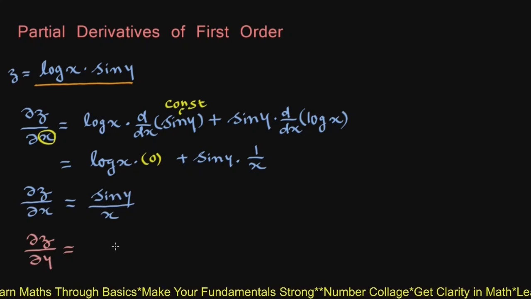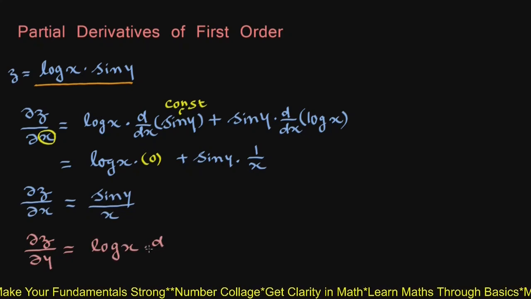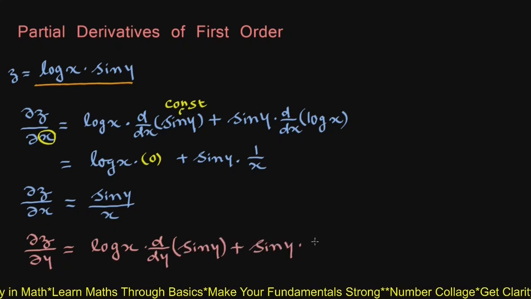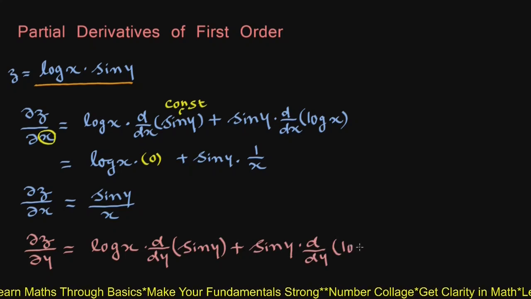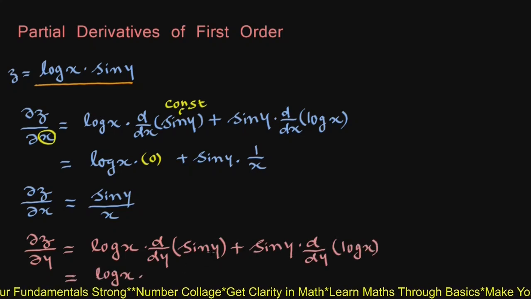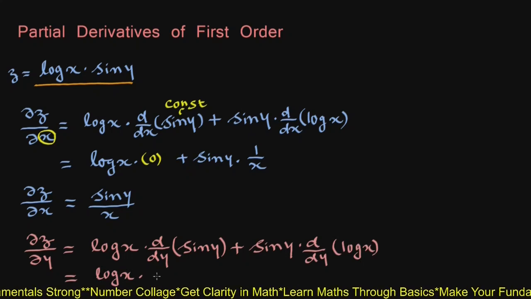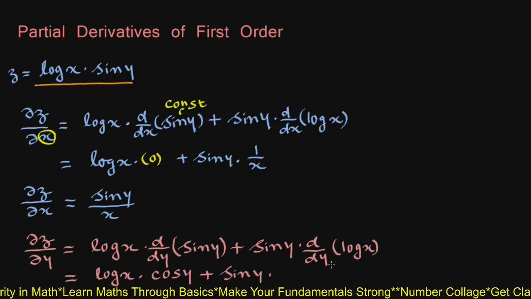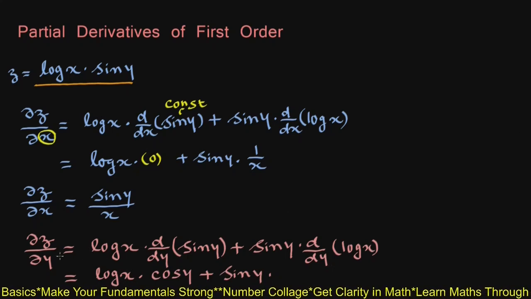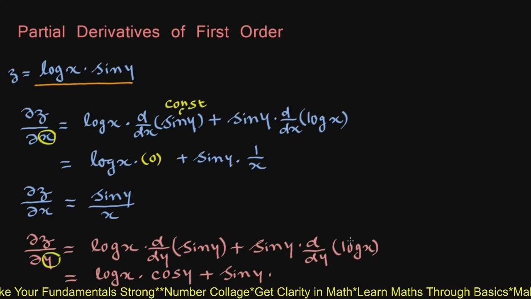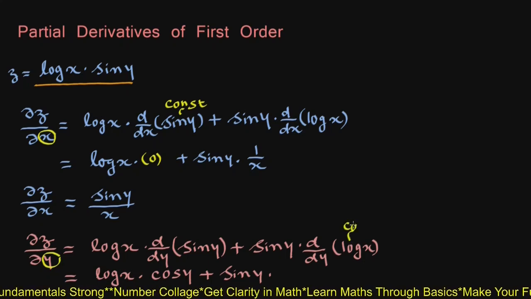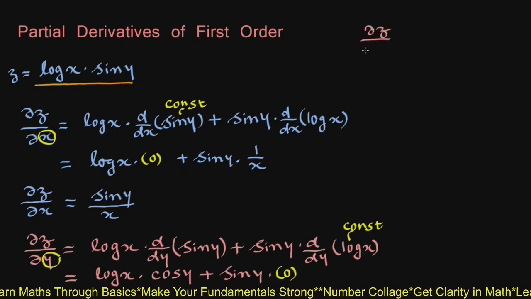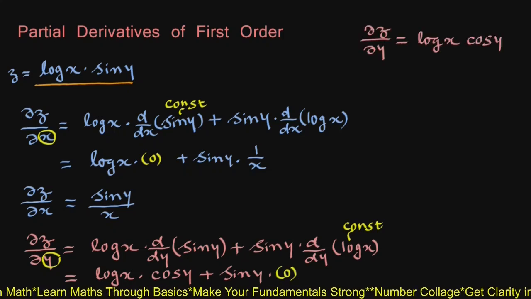again by product rule, first function log x into d by dy of sin y plus second function sin y into d by dy of log x. This is log x into derivative of sin y with respect to y, cos y, plus sin y into derivative of log x with respect to y. But for partial derivative with respect to y, we have to treat a function in x to be constant, and derivative of constant is 0. So dou z by dou y is log x cos y.